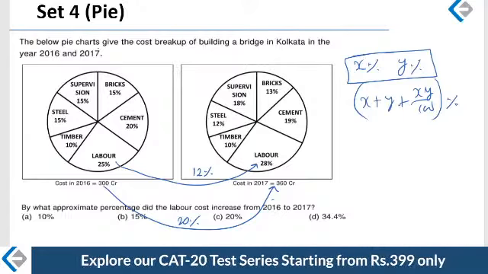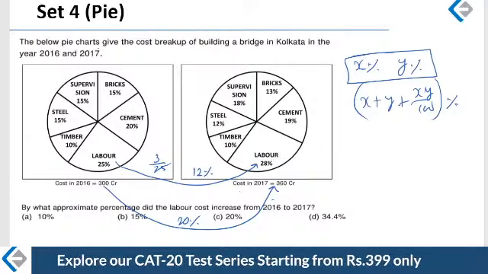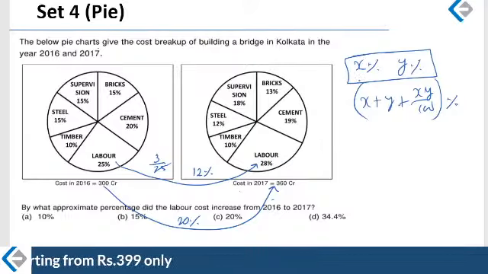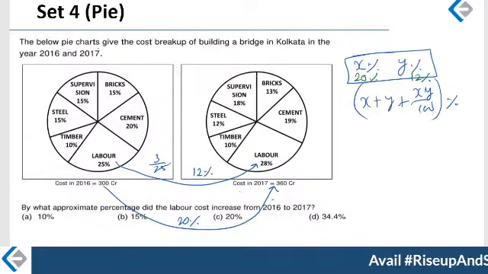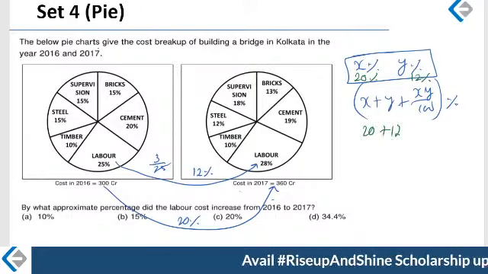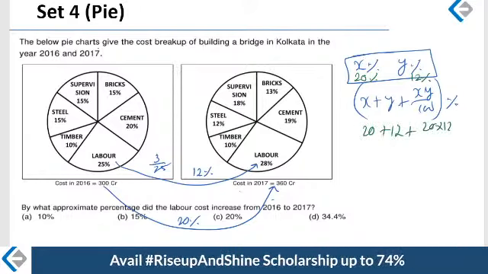Because 3 by 25, the final value is 28. Just take 28 there. 3 by 25. What is 1 by 25? 4%. Therefore, 12%. Therefore, the value of x here I will take as 20%, and the value of y I take as 12%. Put it to perspective: 20 plus 12 plus 20 into 12 divided by 100.